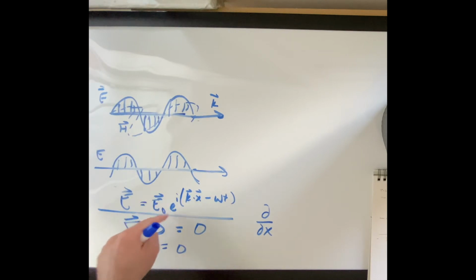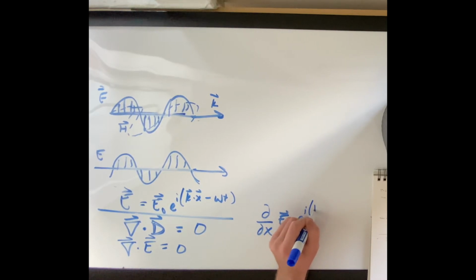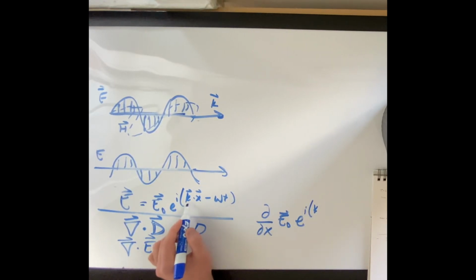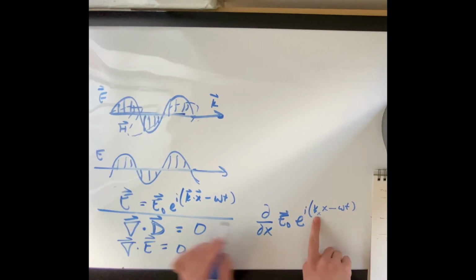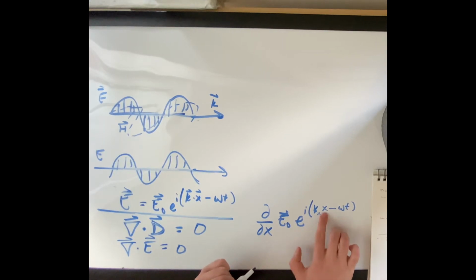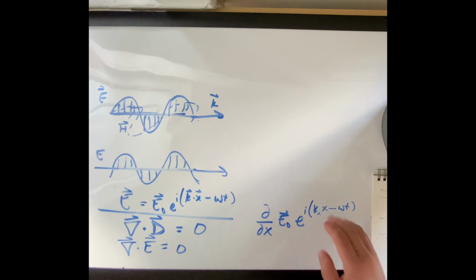Now E naught is some vector, but then we have e to the i, and I'm going to expand this out. k dot x is actually equal to kx x minus omega t. Now, of course, there's actually a plus; let's just say it's going in the x direction or something. This is actually equal to kx x plus ky y plus kz z. Can you see this? Yeah, you can see this. Okay, good.